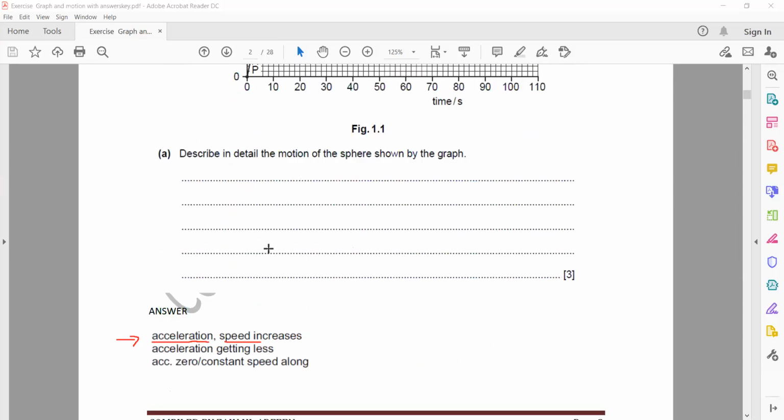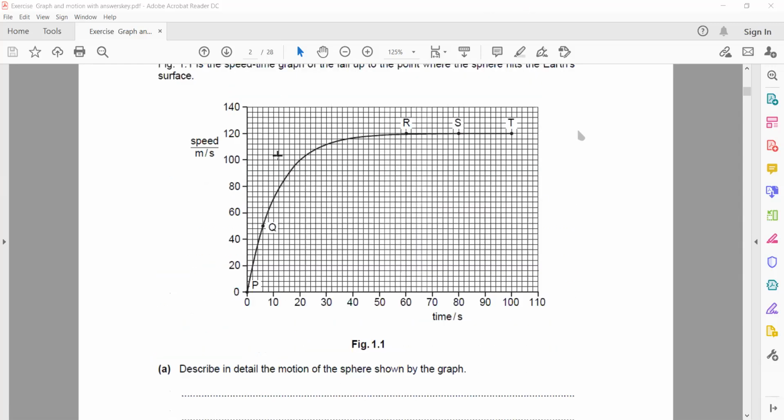So acceleration is constant, but the speed increases. Then the acceleration is getting less, and then the acceleration is zero and speed is constant. So in the first part, there's an increase in speed, but what about acceleration? The acceleration is constant. From Q to R, the speed is increasing, but the acceleration is decreasing. And from R to T, the speed is constant and the acceleration is zero.